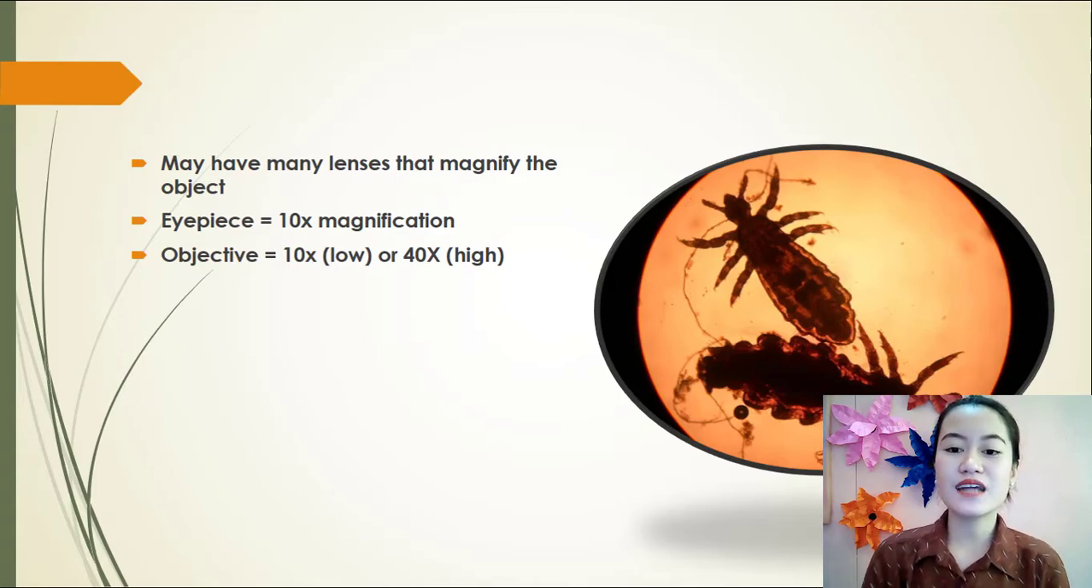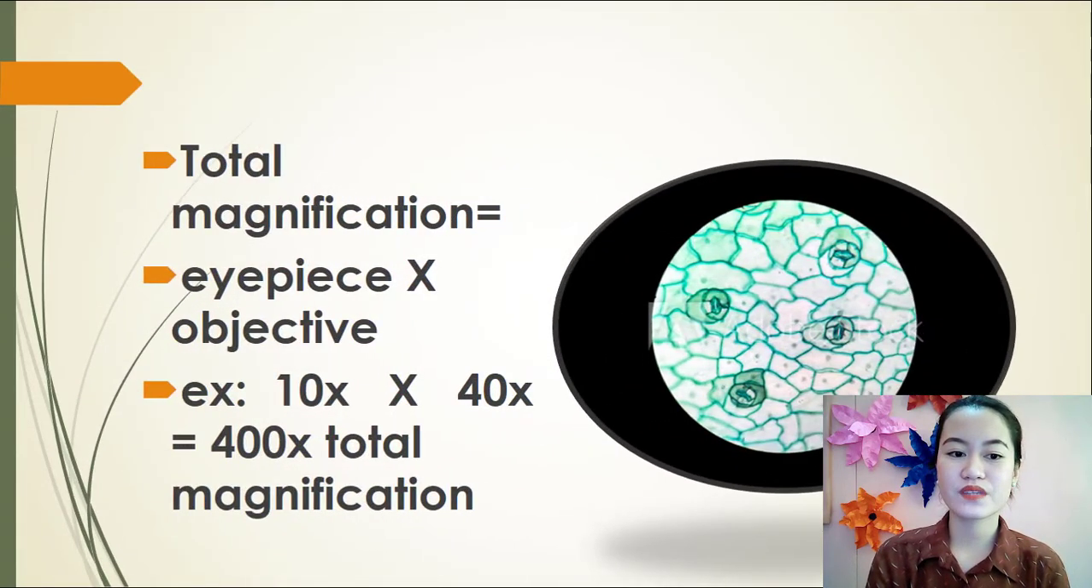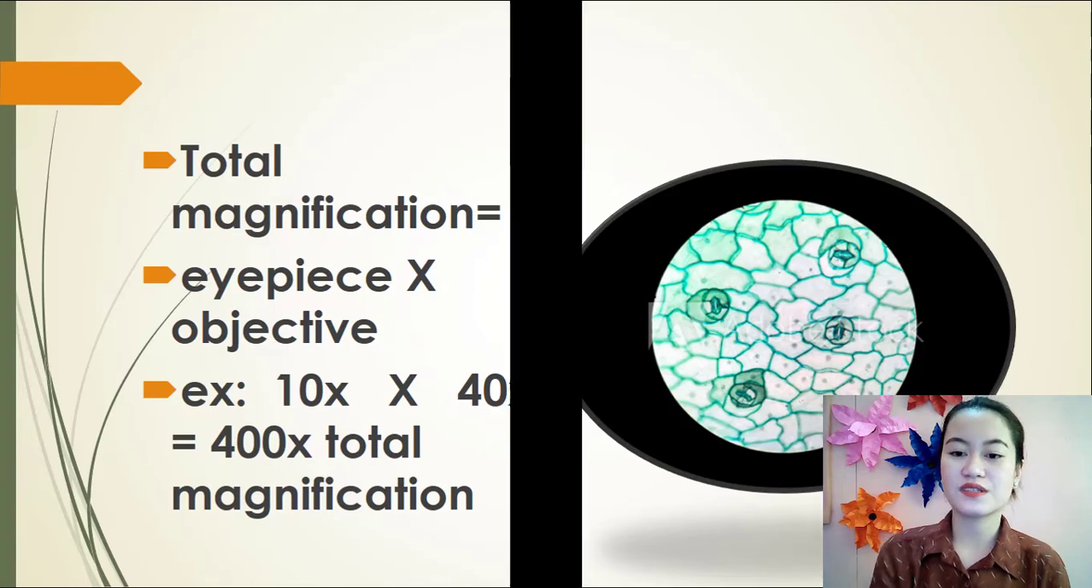Okay? So, under the microscope, makikita natin yung hitsura ng pulgas. Okay? So, nakakatakot yung kanilang mga hitsura, lalo na yung kanilang mata pag nakita mo under the microscope. Okay? So, total magnification: the eyepiece times objective. Okay? So, example, 10 times 40 times. Pag pinagsama natin yung low power times yung high power niya, okay, we have 400 times total of magnification.